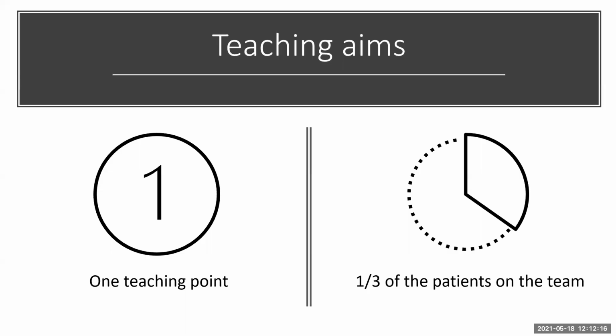So I wanted to start with teaching aims and really narrowing the scope of when you should teach. The general guidance that I try to go by is one teaching point per patient, and then teaching for about a third of the patients on your team. So try not to make teaching points for every patient. That's going to lengthen your rounds.